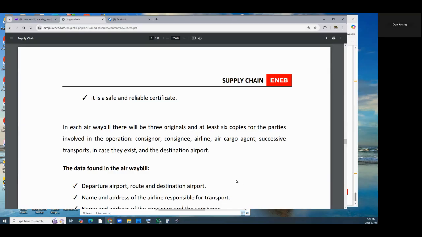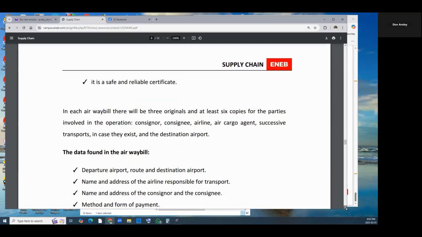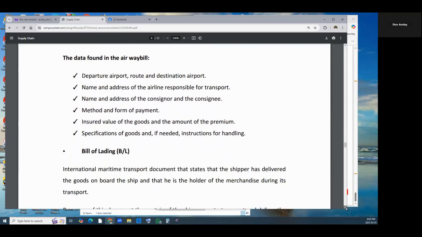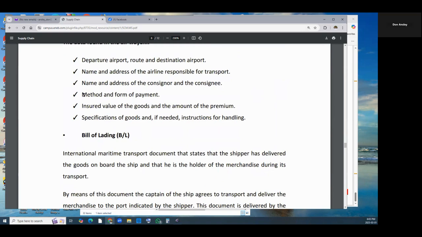The data found in the air waybill: the departure airport, the route, and the destination airport, the name and address of the airline responsible for the transport, the name and address of the consignee and the consignor, method and form of payment, the insurance value of the goods and the amount of the premium, specifications of goods, and if needed, instructions for handling. Then we come to the Bill of Lading.